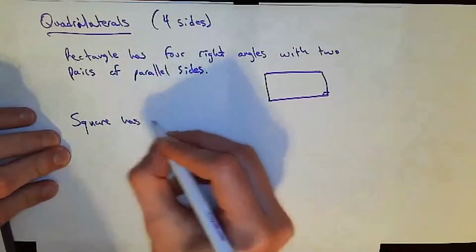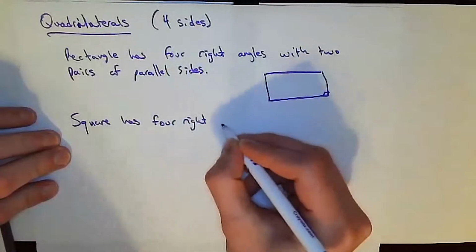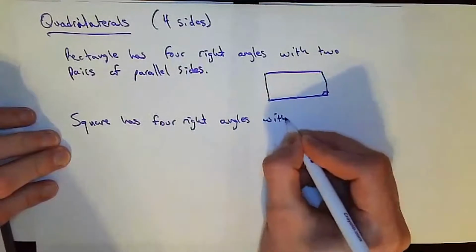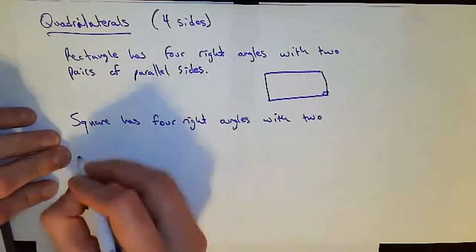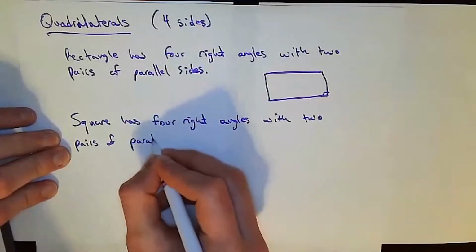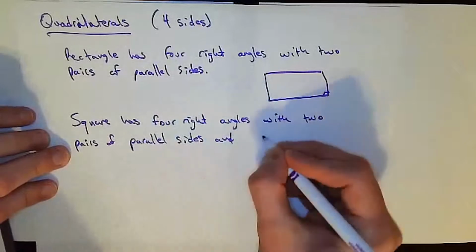A square has 4 right angles with 2 pairs of parallel sides. What else can we say? And all side lengths equal.